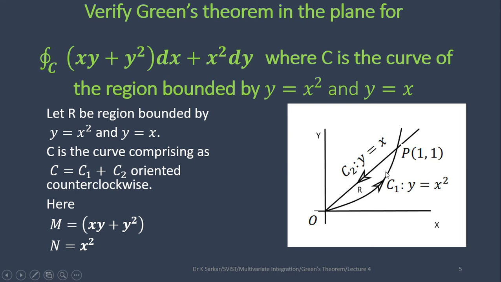Here the region is bounded by the curve y equals x square and the line y equals x. Therefore, the curve C is split into two parts, C1 and C2, where C1 is y equals x square and C2 is y equals x. The curve and the line intersect at (1, 1) and (0, 0). The C is counterclockwise. Here M equals xy plus y square and N equals x square.